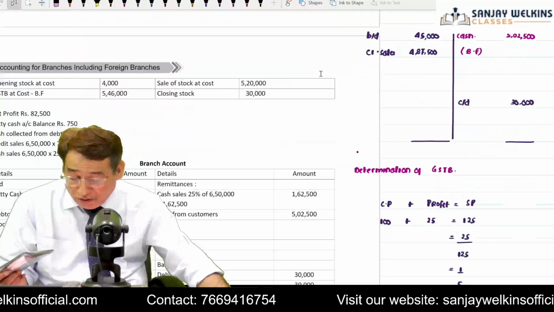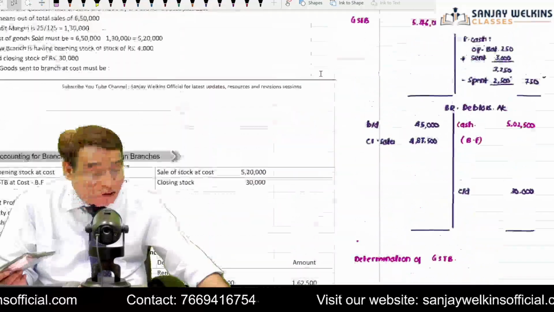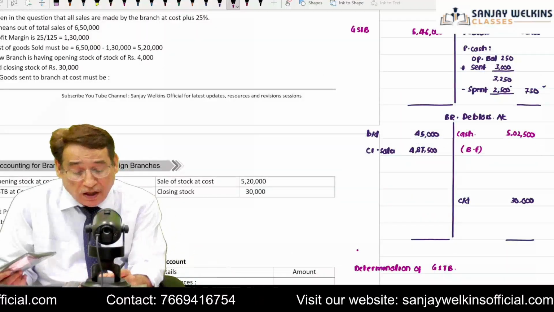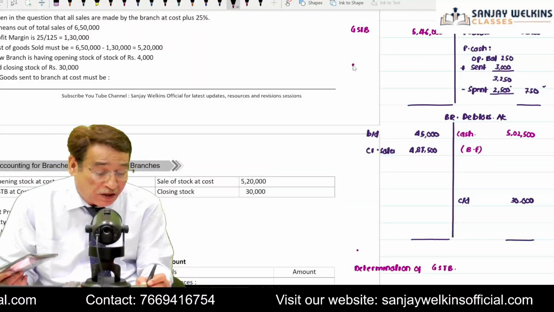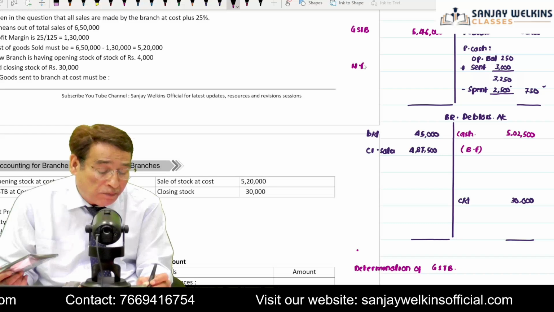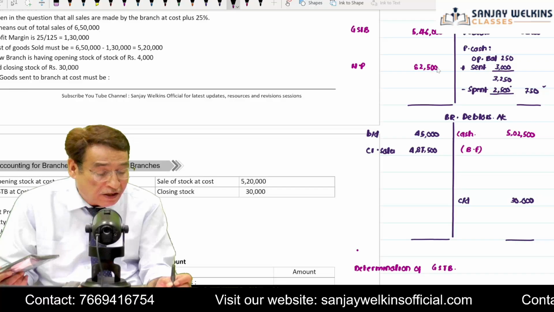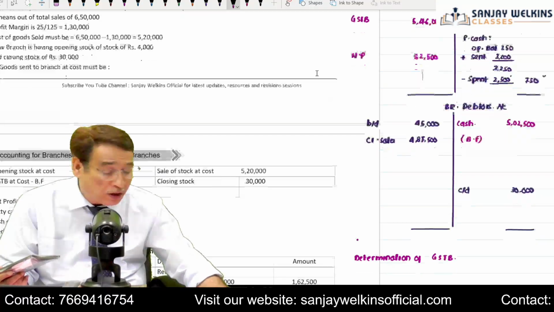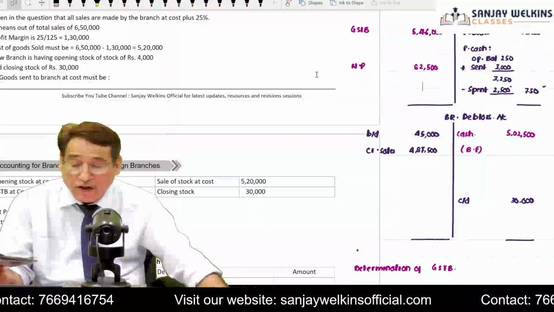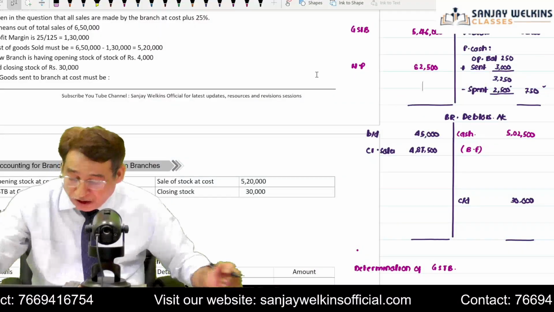Has anyone among you computed the net profit? Net profit according to the solution is 82,500, but kindly check it also. You must make a habit of checking the answers. 82,500, I didn't calculate, but you need to write it over here. Is it clear to you? 82,500. It's a pretty strong question, no doubt about that.